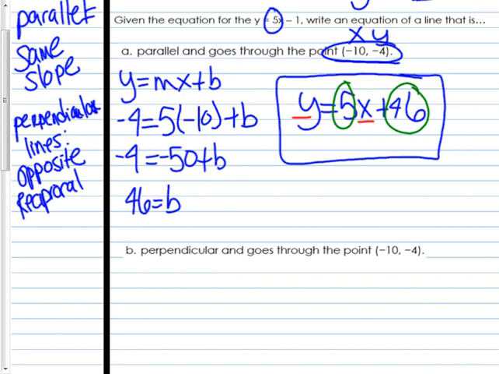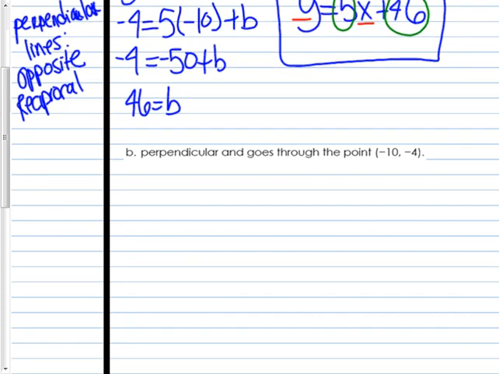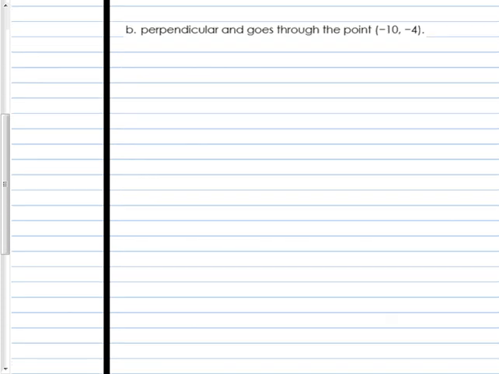The next one says it needs to be perpendicular to our starting line. So our original slope is 5. Perpendicular lines have an opposite reciprocal slope. My original slope was 5, so m was 5 or 5 over 1. Opposite reciprocal means flip it upside down and change the sign. So 1 over 5, negative. So the slope my new line will have is -1 over 5.